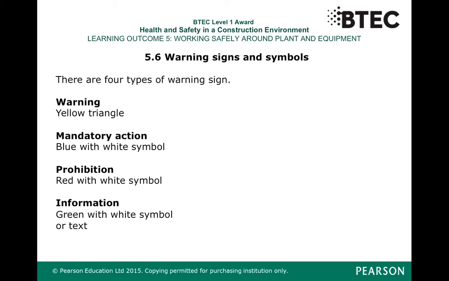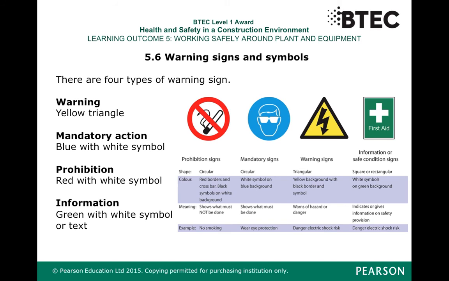There are four main types of warning signs. You have the warning, which is a yellow triangle. You then have the mandatory actions, which have a blue and white symbol. For example, on the motorway you would see a blue circle with a red cross, which means no stopping at any time. That's a blue symbol, but with construction it's blue and white. You have a prohibition, which is red with a white symbol, so things like no smoking on the site and so on. And you have green, which is green with a white symbol or text for information.